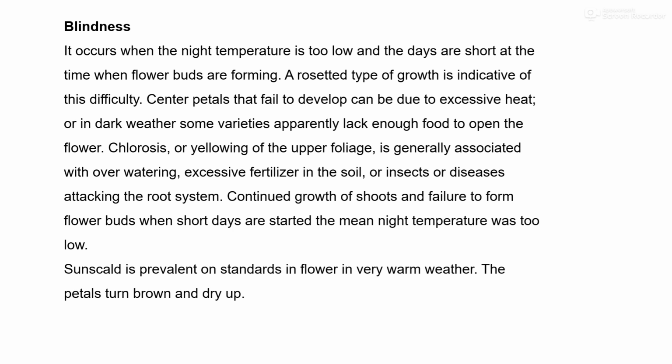Chlorosis or yellowing of the upper foliage is generally associated with overwatering, excessive fertilizer in the soil, or insects or disease attacking the root system. Continuous growth of the shoot and failure to form flower buds occurs when the short days have started and the mean night temperatures are too low. And sunscald is prevalent on the standard flower in very warm weather. The petals burn, turn brown and dry up. In both cases, there is a deterioration in the quality of the flower.